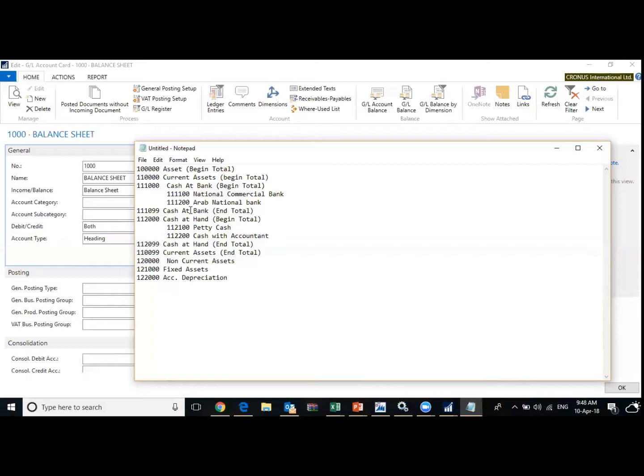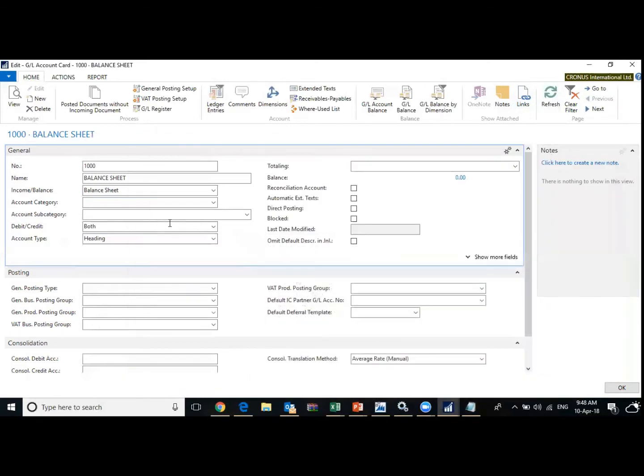This is not a hard and fast rule, but this is a strategy that we follow to streamline our chart of accounts. We usually recommend that the users or the client follow the same strategy in order to make their life easier once it comes to reporting. So here we're just going to discuss the account types.